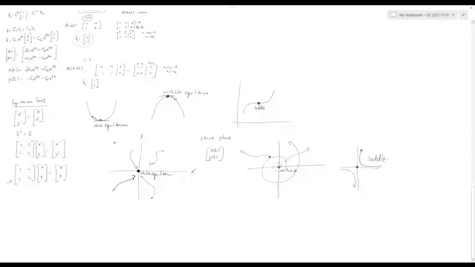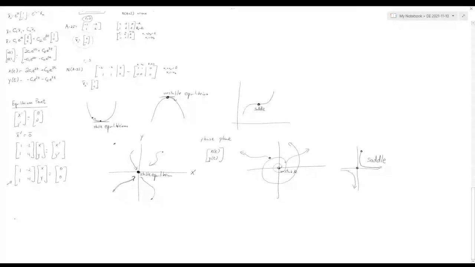So it depends. All right, so how do we know? Well, if we have a solution to our equation, let's write it down again.